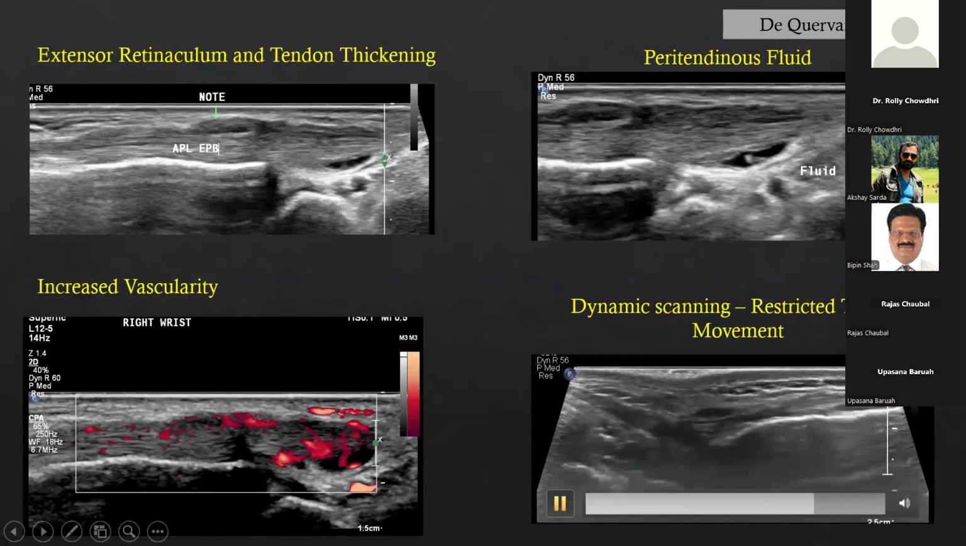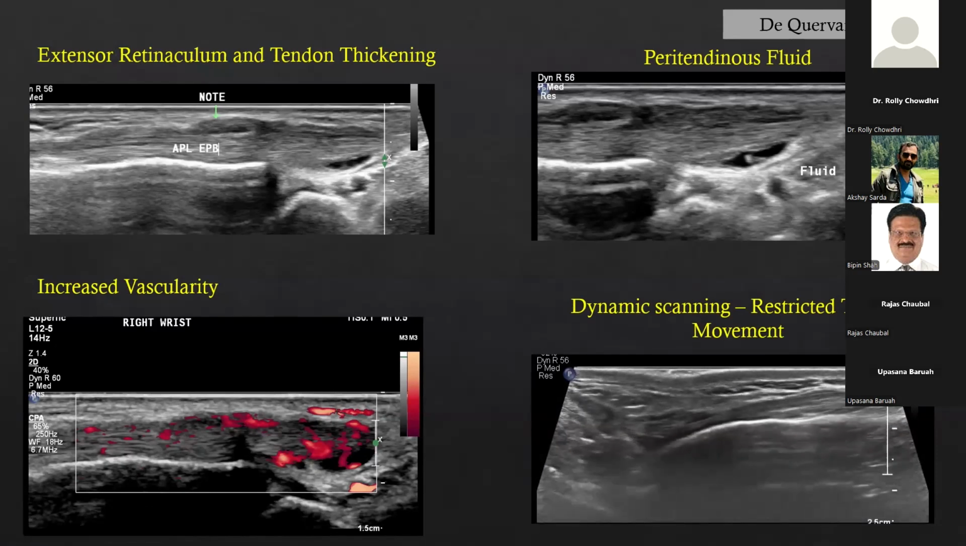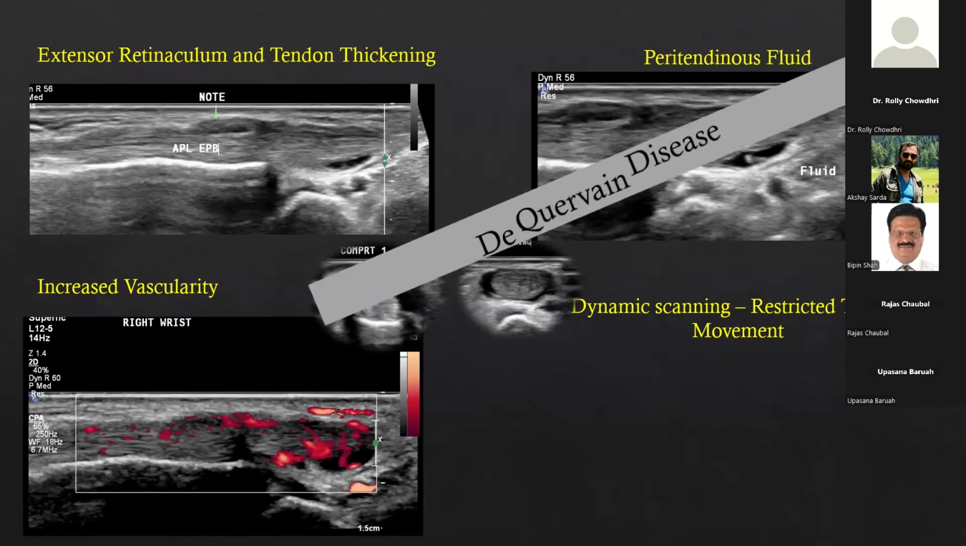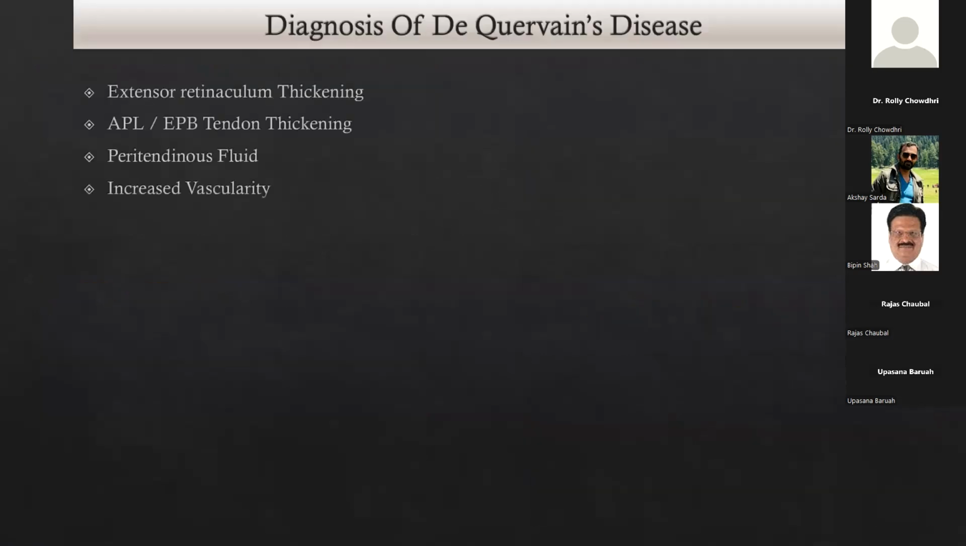Initially, there may not be significant restriction, but as the disease progresses, you will see restriction of the tendon movements. And with the first two things that we had seen earlier, along with all these findings, we know that this is de Quervain disease. So the diagnosis, which was already made by the clinician, we have just confirmed with extensor retinaculum thickening, tendon thickening, peritendinous fluid, increased vascularity, and restricted tendon movements. So we have just confirmed that, yes, it is de Quervain disease, but have we added any further information? No.